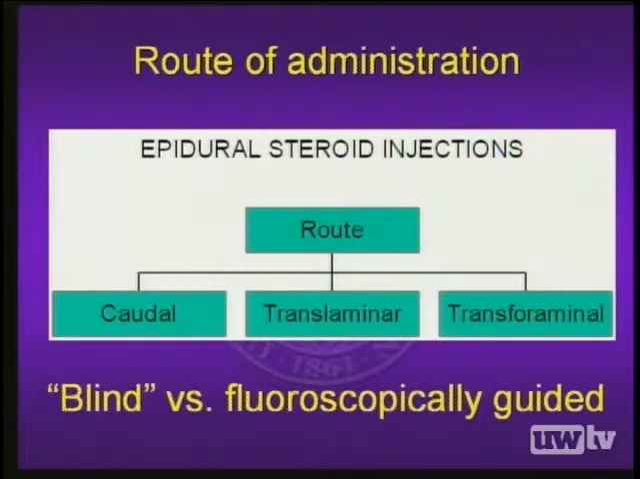So how do we get into the epidural space? There are 3 different routes: caudal, translaminar or interlaminar, and transforaminal. Again, we talked about doing them blind versus with X-ray guidance. My recommendation is always to do them with X-ray guidance. I think there are very few people these days that do them blind, but there are still some.